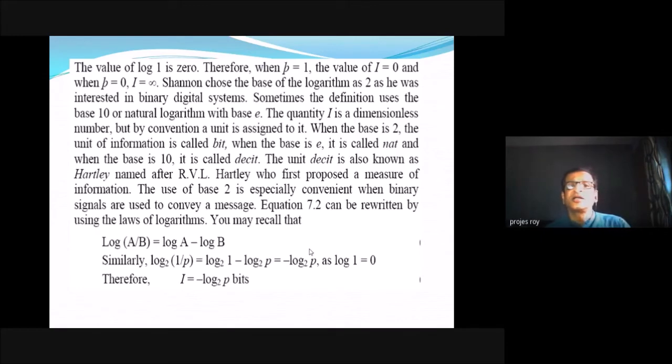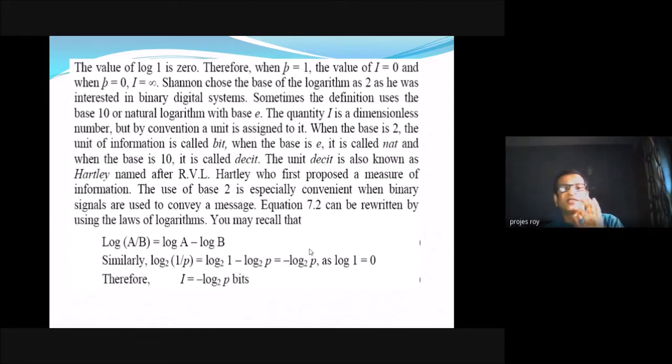We choose the base of the logarithm as 2 as we are interested in binary digital information. Sometimes the definition uses base 10 or natural logarithms with base e. The quantity information I is a dimensionless number, but by convention a unit is assigned to it. When the base is 2, the unit of information is called bit. When the base is e, it is called nat. I have already told you. And when the base is 10, it is called decit, also known as Hartley, named after R.V.L. Hartley, who first proposed a measure of information.